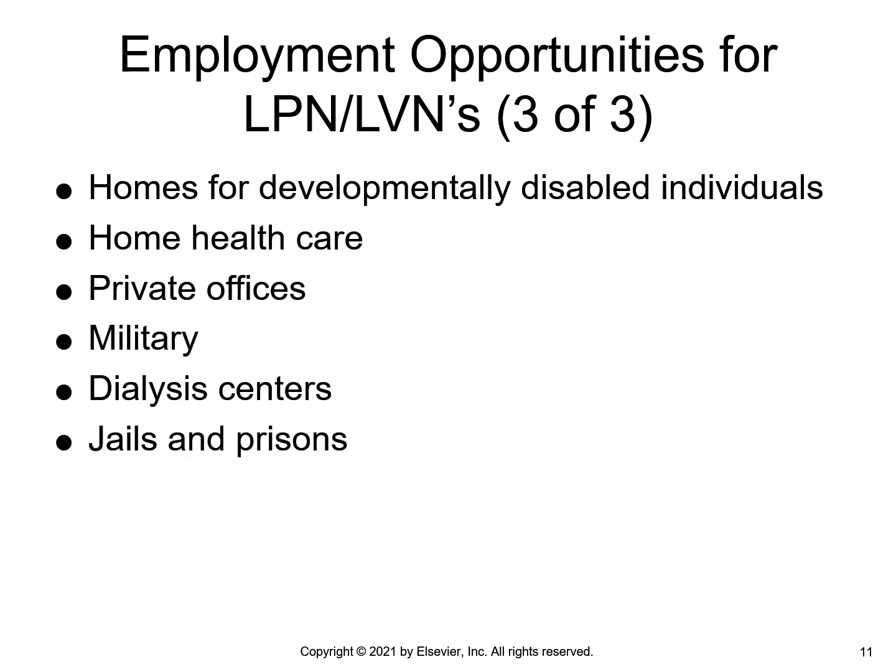Homes for people that are developmentally disabled, home health. Usually a nurse can be a charge nurse for a home health agency, private doctor's offices, obviously the military. A lot of practical nurses will work in kidney centers, dialysis centers, and then we also need nursing in jails and prisons to work in the ward in case anyone gets sick or they happen to need a vaccine.